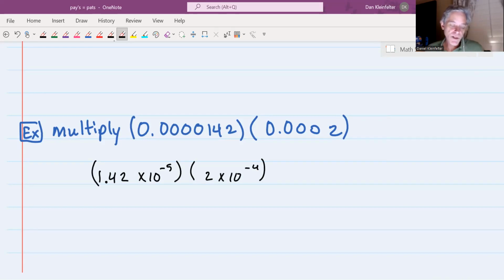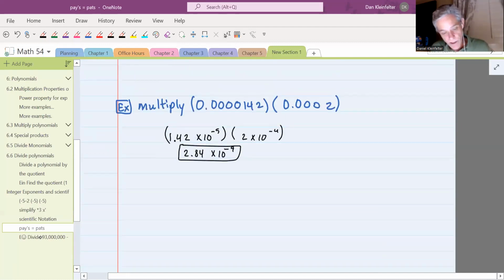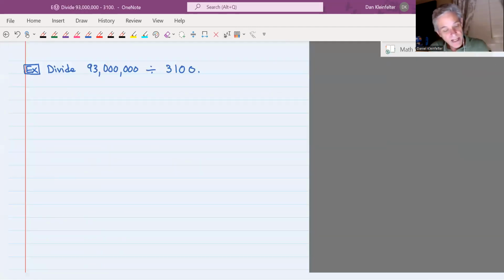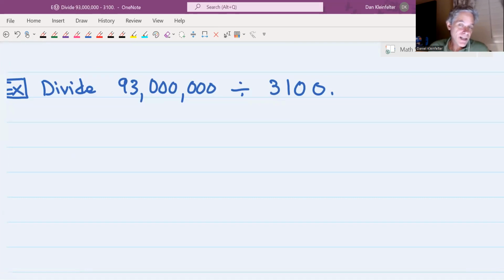2 times 1.42, that's 2.84. It's easy to multiply 1.42 times 2. And then we'll have times 10 raised to the minus 9 power. Okay, and that is going to be way simpler than had we tried to do this with all the zeros involved. Okay, so that takes us to the end of that example. We have one more to do. For this one, we have 93 million divided by 3,100. And while this one wouldn't be too bad to do using standard notation, we're going to again use scientific notation to help us get this done.